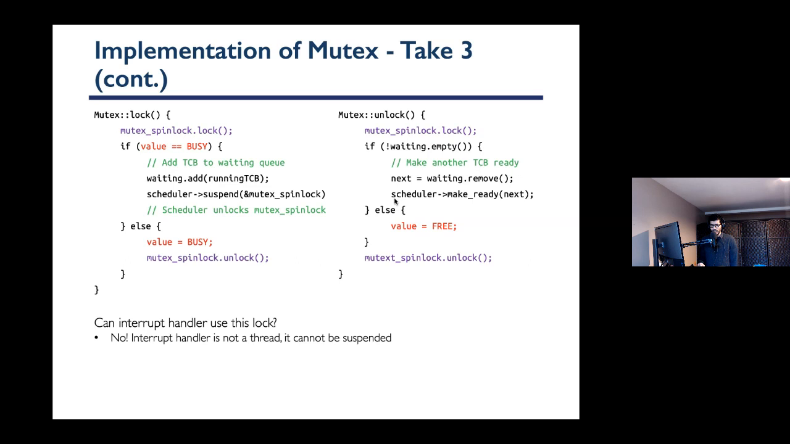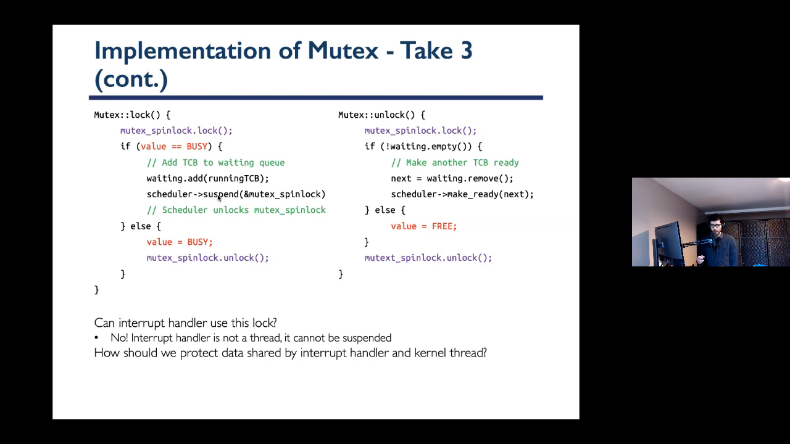The reason for that is that the interrupt handler is not a thread. Anyone who wants to access a locked mutex will have their state changed to waiting, and they're going to be put to waiting. We don't want to do that with an interrupt handler, because it is not a thread, so we cannot put it to sleep. We cannot suspend an interrupt handler. Therefore, this is not a lock to be used by an interrupt handler.